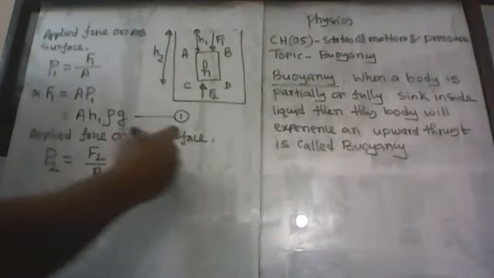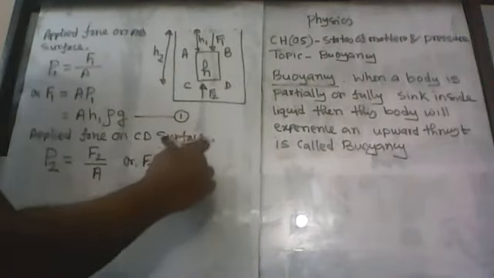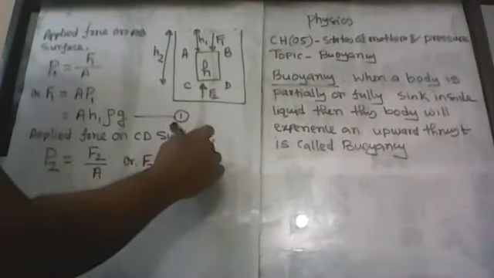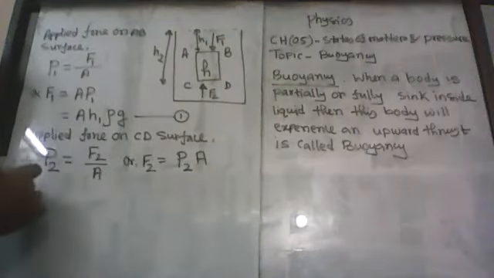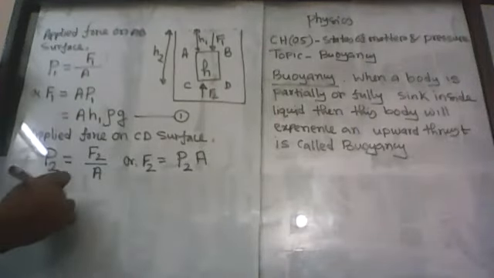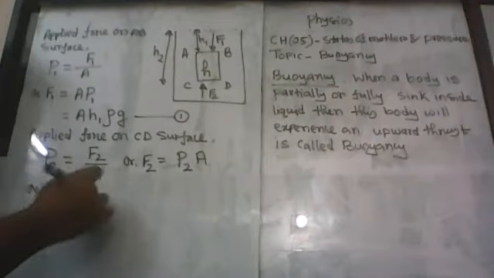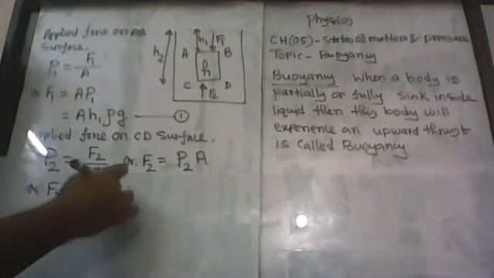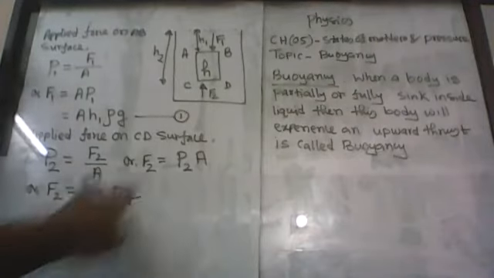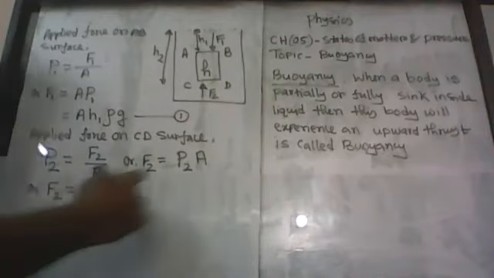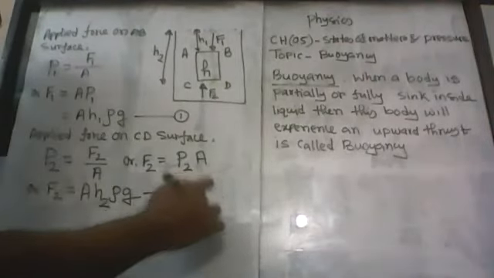Now, I can say that F2 equals P2 times A, and since pressure P equals H rho G, and P2 is applied on the CD surface, at first A, then the height becomes H2, rho into G. So F2 equals A H2 rho G. This is equation number 2.